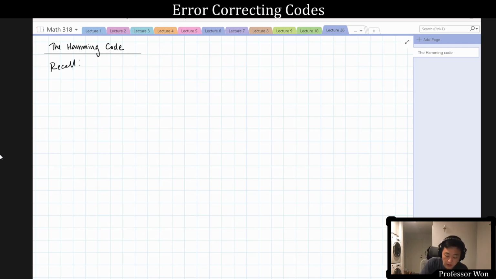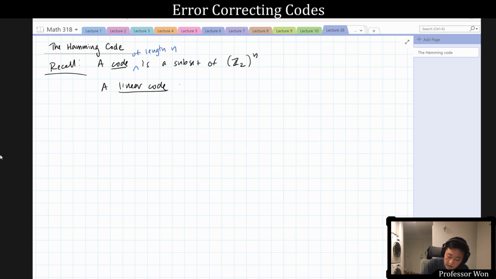So recall that a code is just any subset of Z2 to the n. So maybe I could say a code of length n. And a linear code is a subspace of Z2 to the n. And the nice thing about linear codes is they have this extra structure, right?